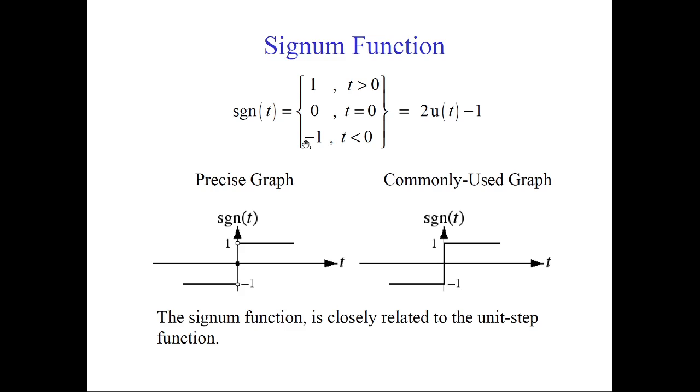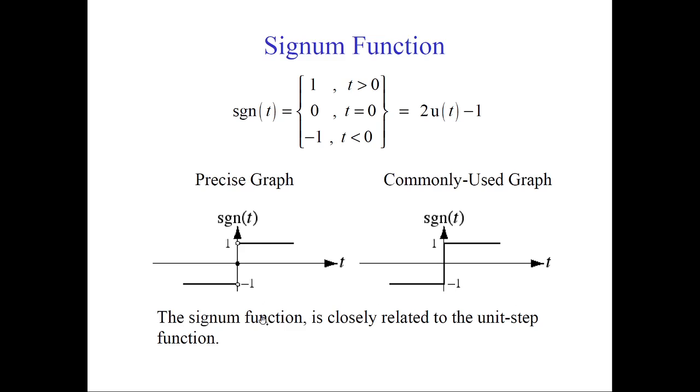The signum function can be defined as: for t greater than 0, its amplitude is 1. For t equal to 0, its amplitude is 0. And for t less than 0, its amplitude is minus 1. Keep that in mind. This is called the signum function.